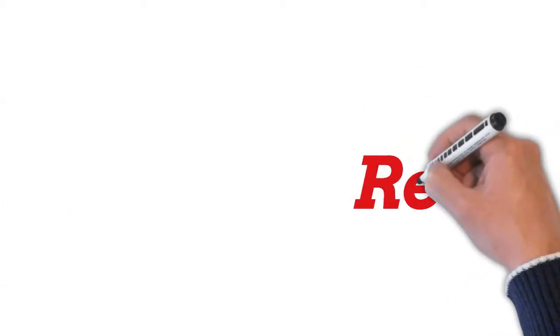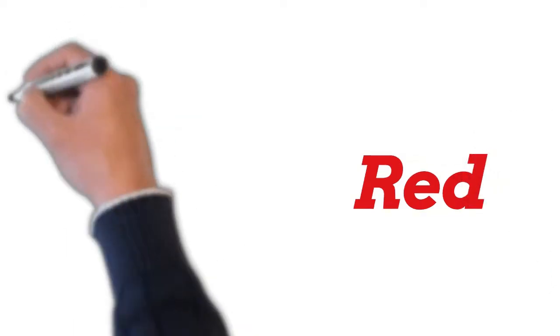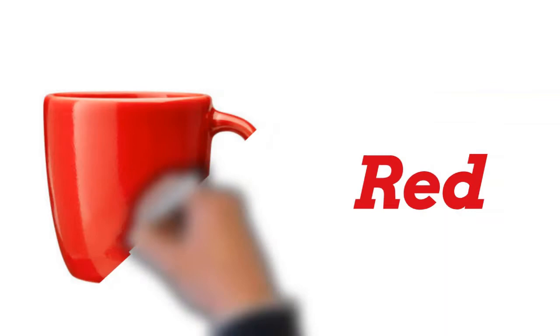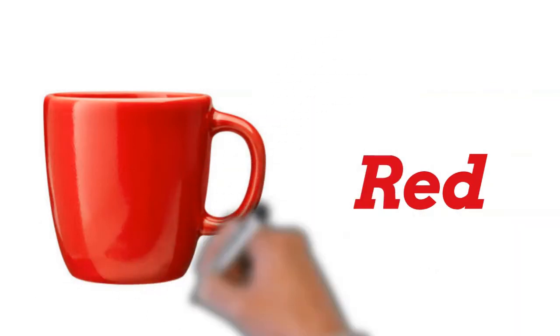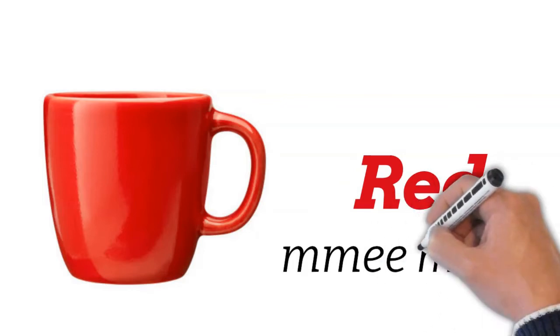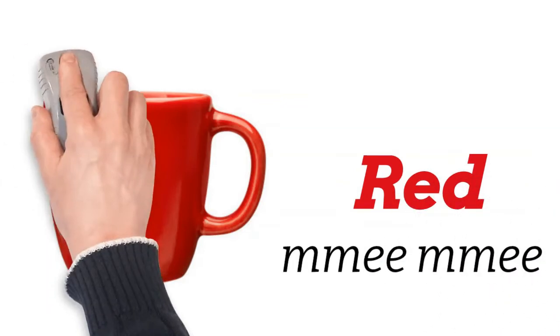Red is mmemme. Red color, mmemme. Ọ na-acha mmemme. You can also call red color obara. Obara. But for the purpose of this lesson, we are going with mmemme. Red, mmemme.